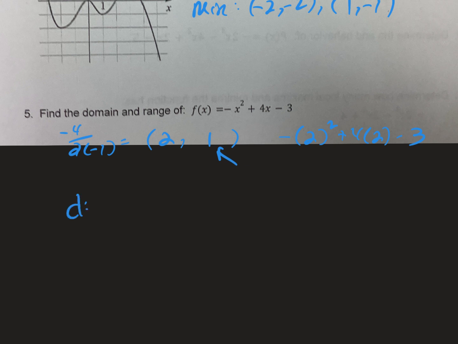Because the domain of every parabola we did is all reals. How far does it go left and right? Forever. The range, because this opens down, that means that vertex is actually a max. So it's going to go up to 1. The biggest y value is a 1. So the range is going to go from negative infinity to 1. It actually touches the 1, so you get a bracket there.